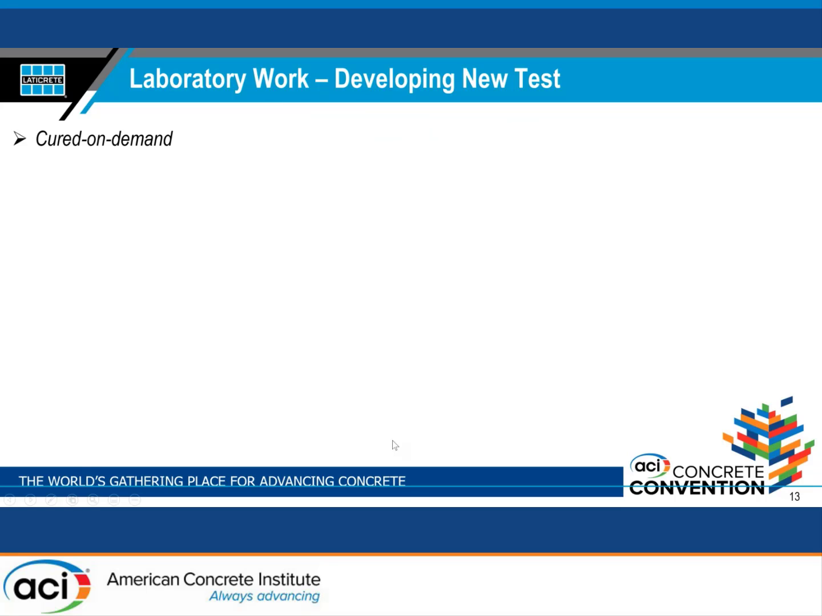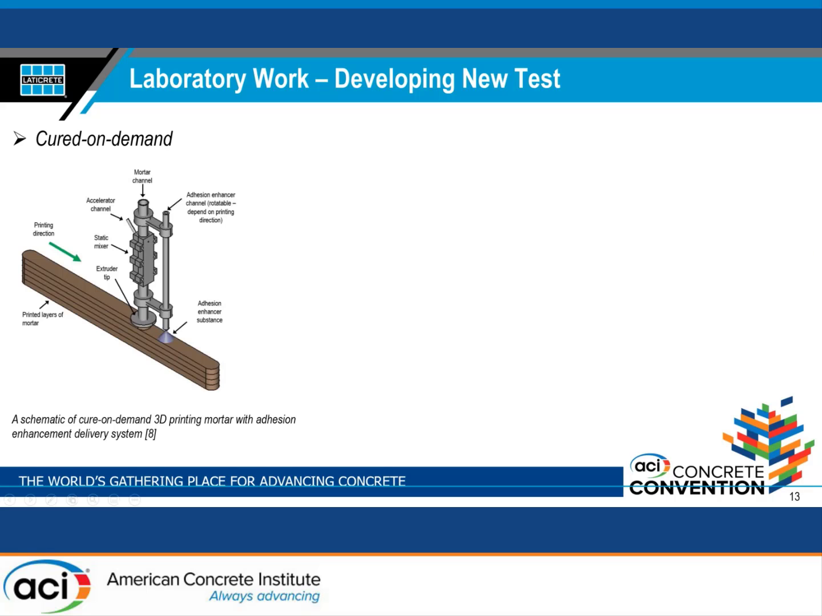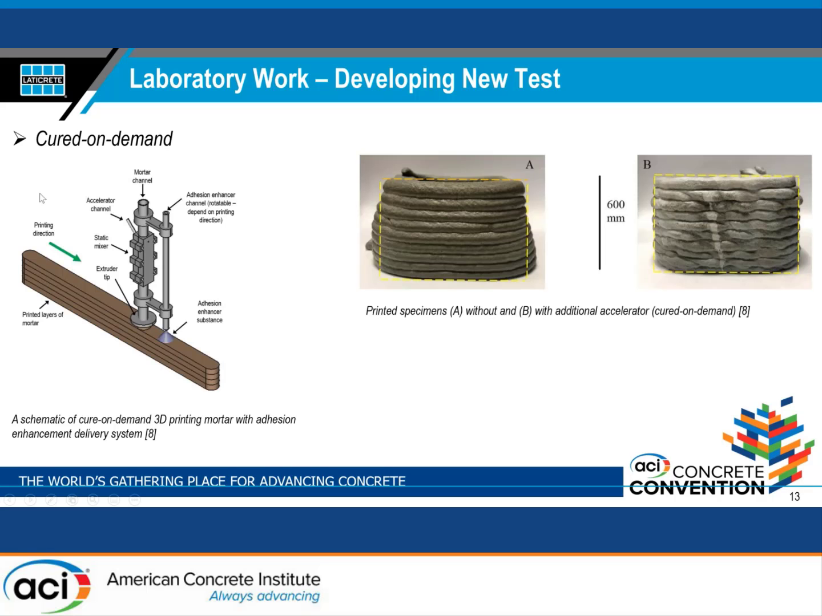So in addition to assessing the tensile adhesion of the cold joint, we also experimented with cure on demand, in which we try to inject accelerant just before the material is extruded. So in this picture, you can see that there is a mortar channel because we developed the 3D printable mortar. And then we inject accelerant, and the accelerant and the mortar are mixed in this static mixer. As a result, when being extruded, the material will cure faster.